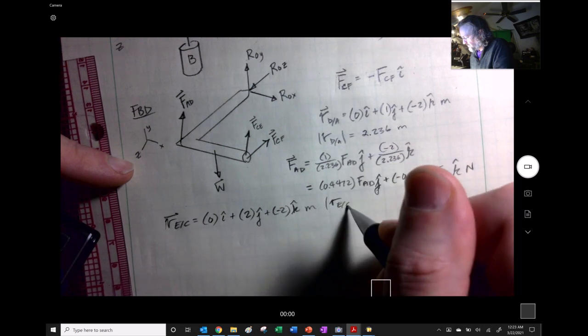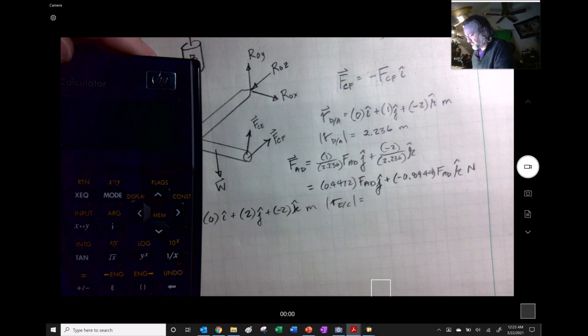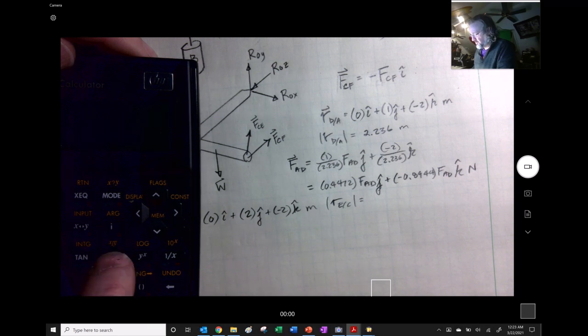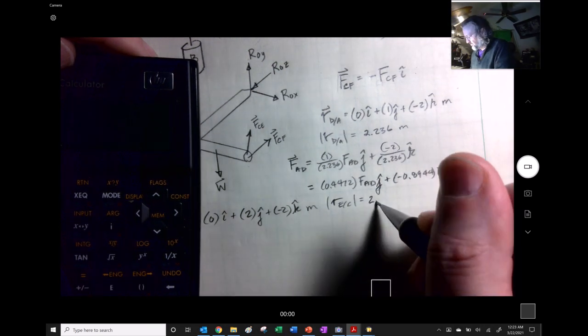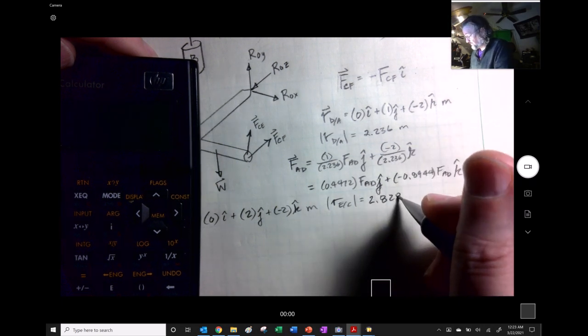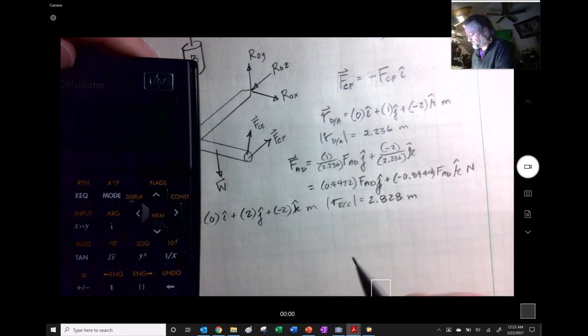So that should be square root of 2, right? No, 2 times the square root of 2. What? 4 times 2 square root 2.828. Yes, 2 times square root of 2 meters.